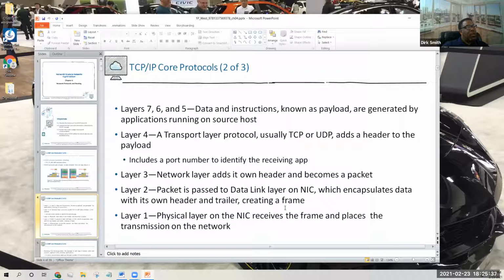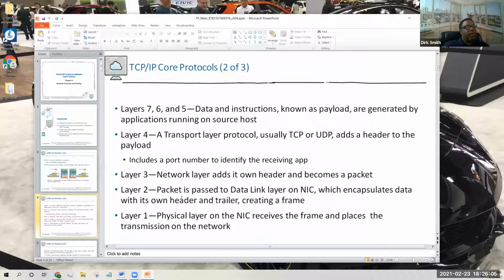So on the OSI model, these are the different layers it works at. On layers 7, 6, and 5, data or instruction is known as the payload. That's where that is generated. Transport happens at layer 4, and then it goes down to layer 3. Remember, we start from top to bottom. Layer 3, the network layer, is where it adds a header and breaks the data down into packets as it's getting ready to transmit.